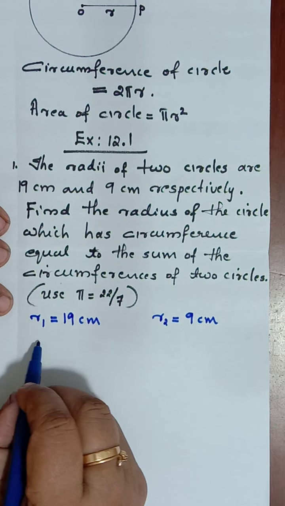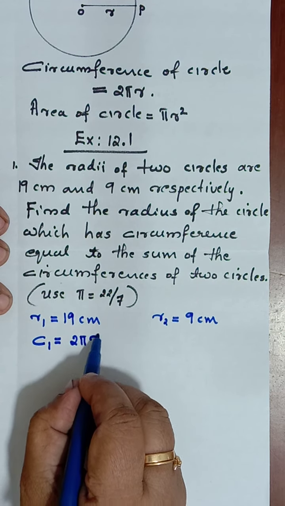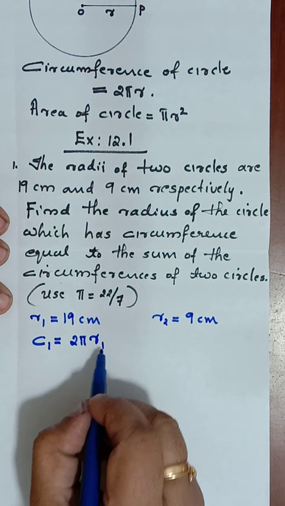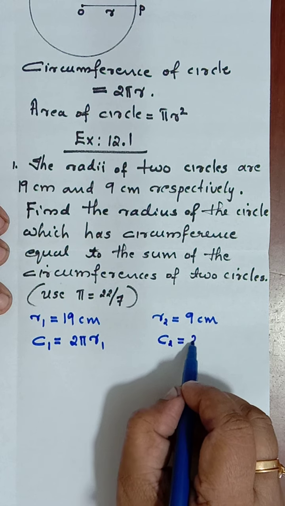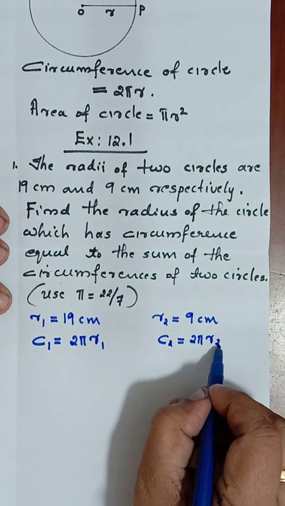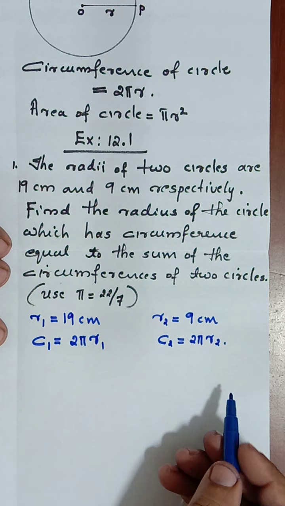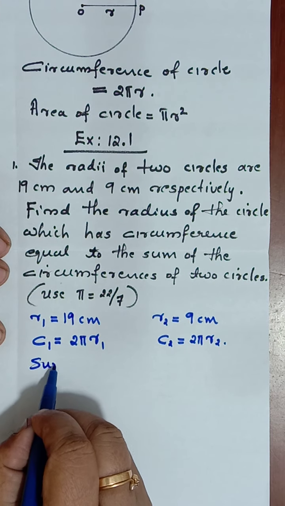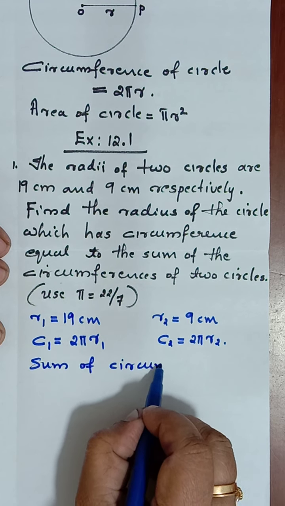So therefore, what will be circumference of first circle? 2 pi r is the formula. Here r1 I have taken. So here C2 will be 2 pi r2. Now sum of the circumferences we have to find out. How to get sum of circumferences.